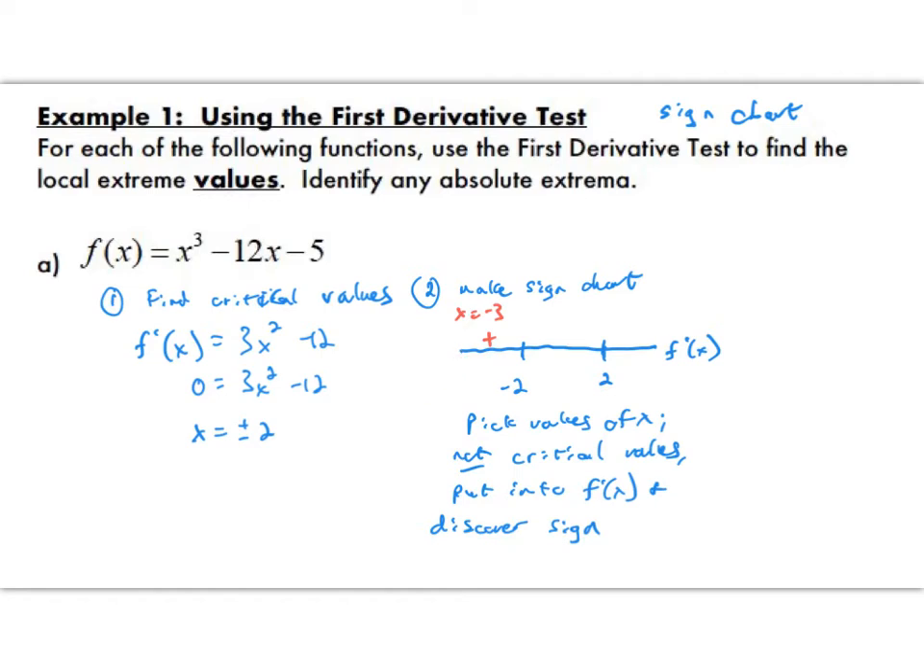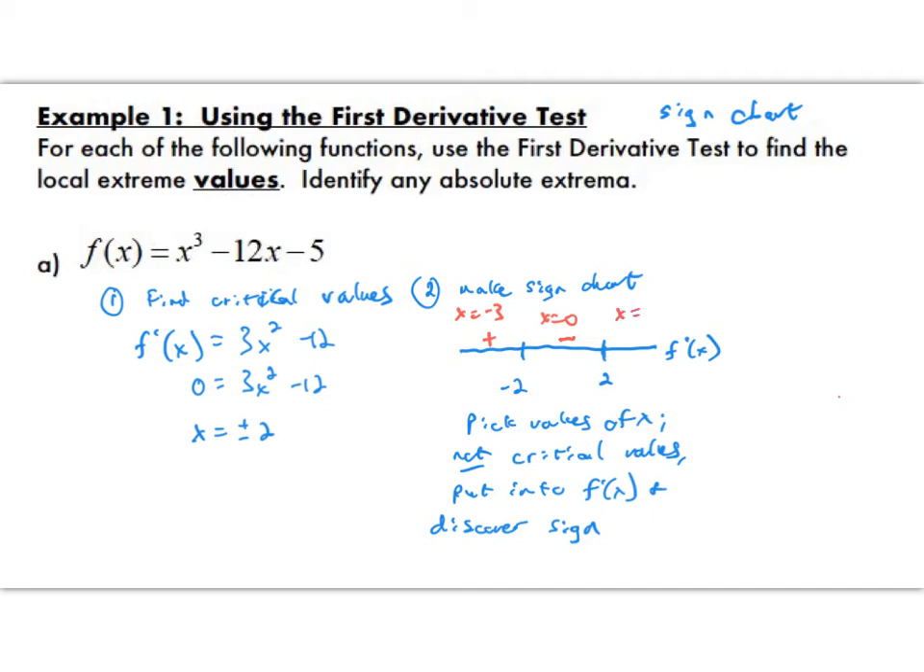All right, now let's pick something that's in the middle here. Let's pick 0, because picking x equal to 0 seems like it would be a very logical thing to do. So I'm going to go ahead and plug that into my derivative, and once I plug that in right here, I'm going to get -12, so that means everything in between is negative.